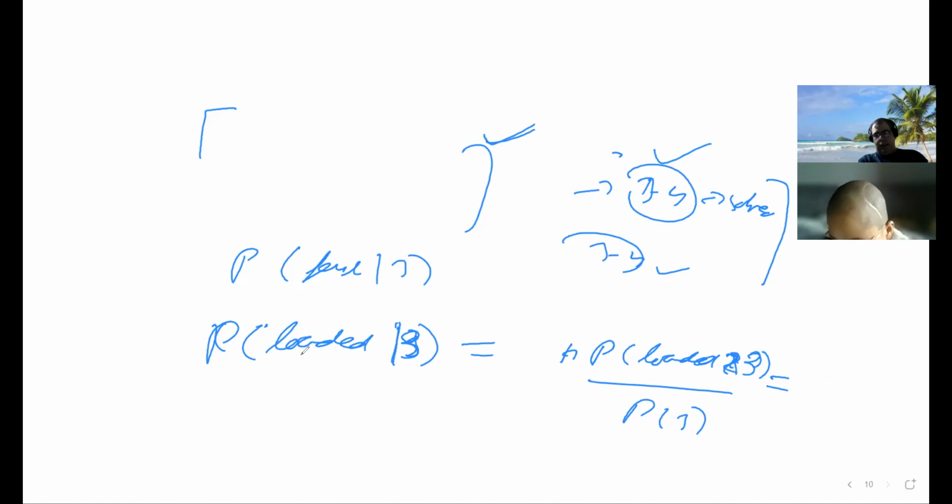See, when I say P loaded given 3, P loaded and 3 will come in the numerator, and P3 will come in the denominator. This given part will come in the denominator, and we have calculated P3 as 0.383. And what is P loaded? It was 0.3, yes. So from this we can find the P loaded given 3, right?